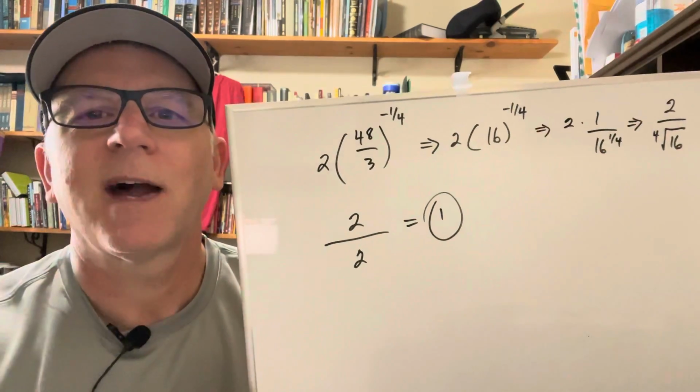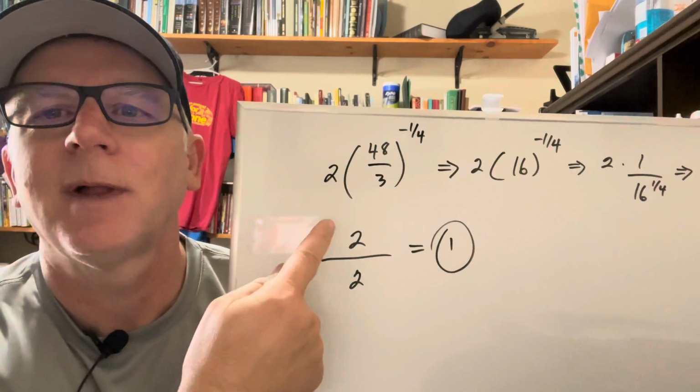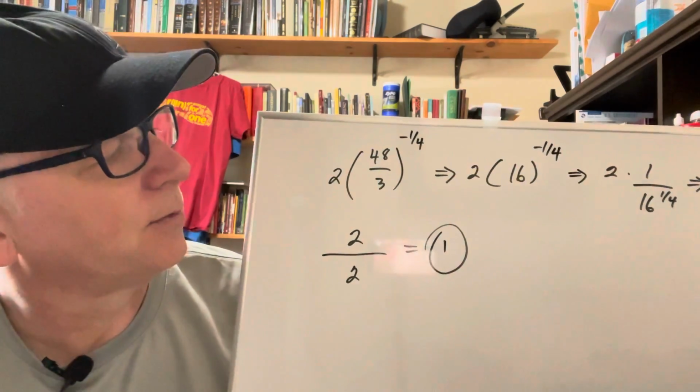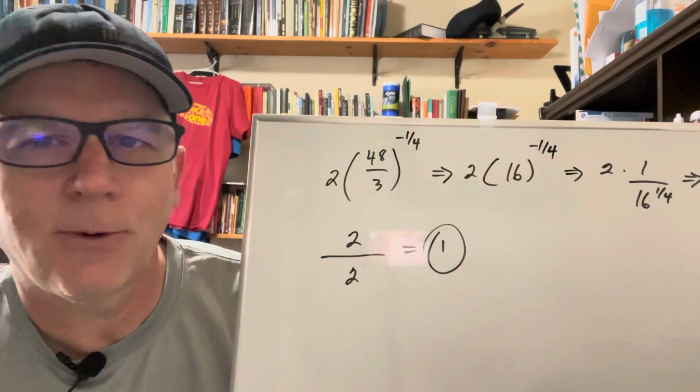I want to talk about putting fractions in simplest radical form. So consider a problem like this: 2 times, in parentheses, 48 over 3 raised to the negative 1/4 power.